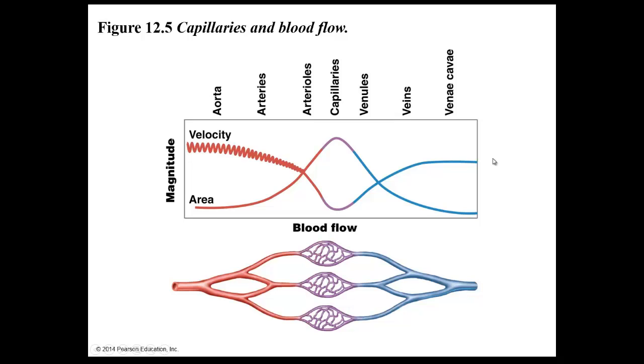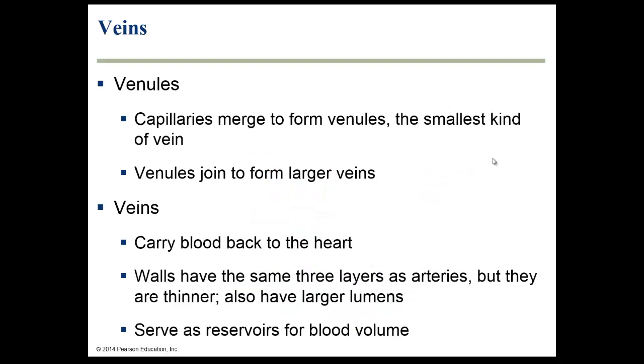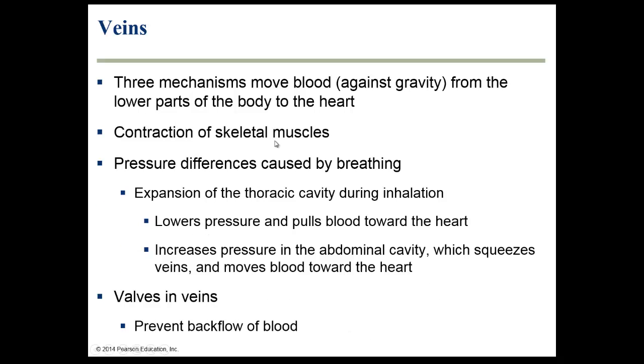So again, veins are carrying blood back to the heart. They have the same number of layers as arteries, but the inner lumen is much larger, and we call these the reservoirs for blood volume because they hold a lot of blood due to that larger lumen. But the blood flow back to the heart does not rely on muscles as much as it does on contracting our skeletal muscles. When you take a deep breath, that changes the pressure in your abdominal cavity and your thoracic cavity, and that encourages blood flow upward to the heart. And also we have these valves that prevent backflow.